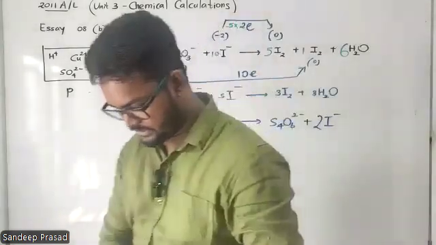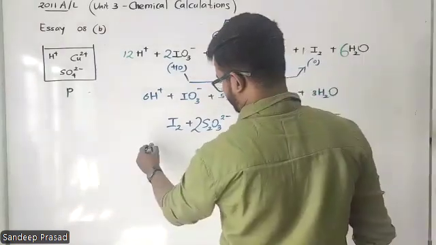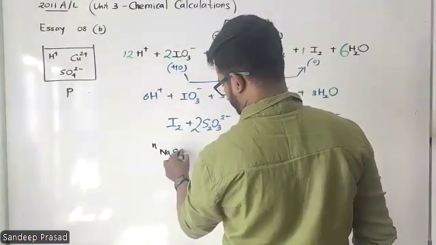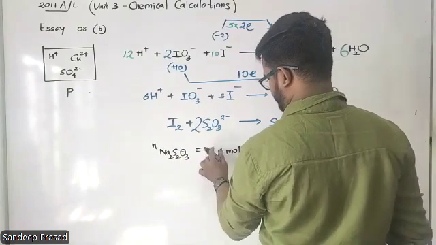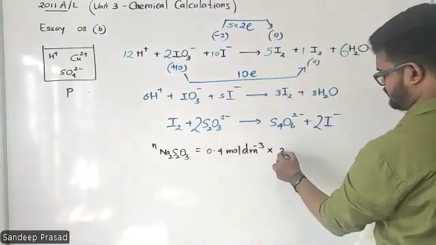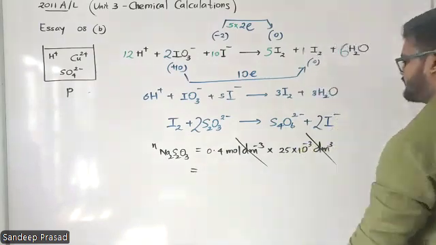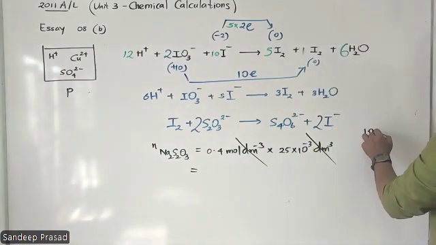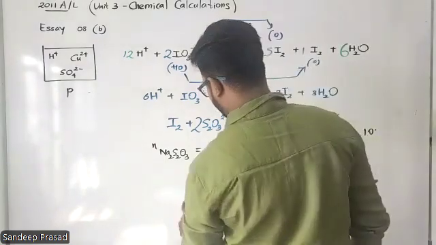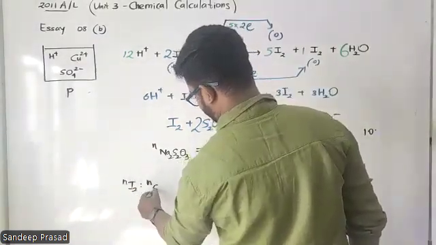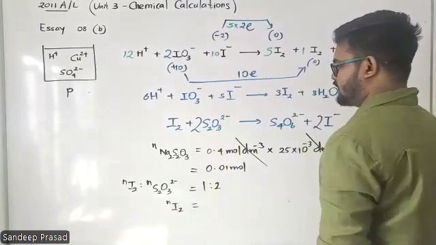They have given the amount of sodium thiosulfate 25. Concentration is 0.4. Per cubic decimeter will cancel. 0.01 moles. Sodium thiosulfate and iodine reaction stoichiometry 1:2. That means iodine moles are half of that one.